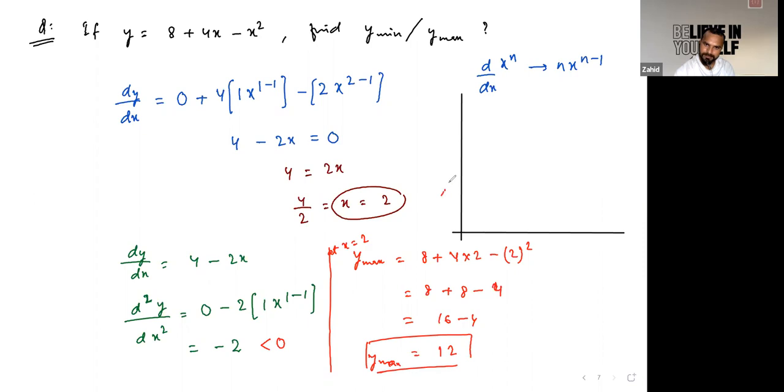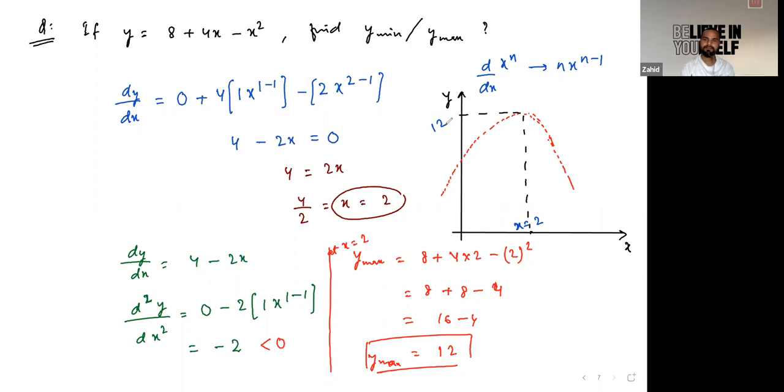It would be like this. So this is y, this is x, and this is your maximum value of y at this particular coordinate of x, which is nothing but 2. So at x equals 2, y is going to be maximum and its value is 12. Is it clear to you all?